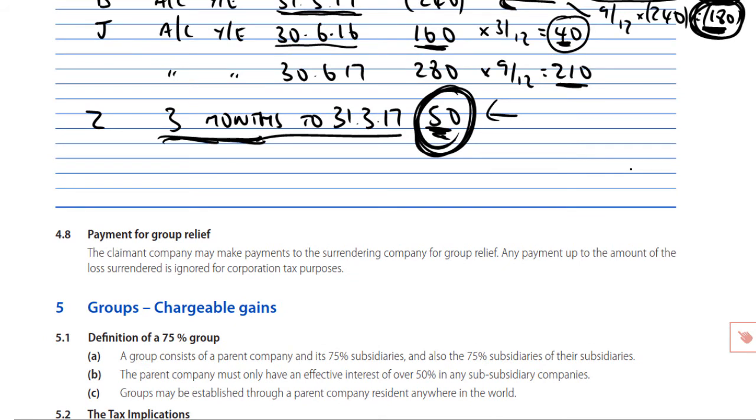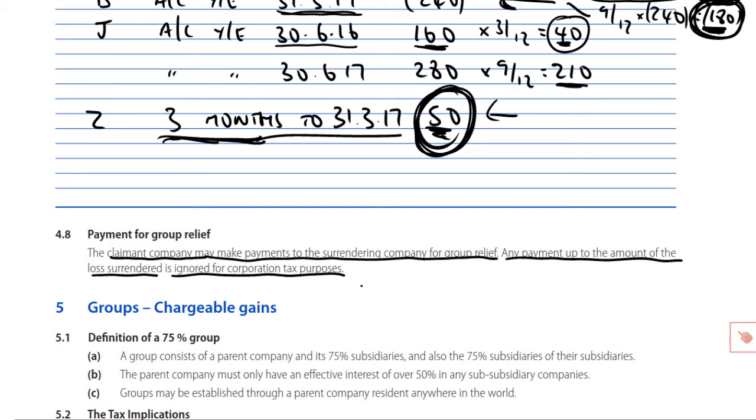Last little point, practical one, payment for group relief. The claimant company who's benefiting from the surrendering company's loss may make payments to the surrendering company for the benefit of the group relief that it has received. Any payment up to the amount of the loss surrendered is ignored for corporation tax purposes. So what that is telling you is that within the group, you are taking the loss away from the loss maker and allowing the profit makers to benefit now from the use of the loss maker's loss.